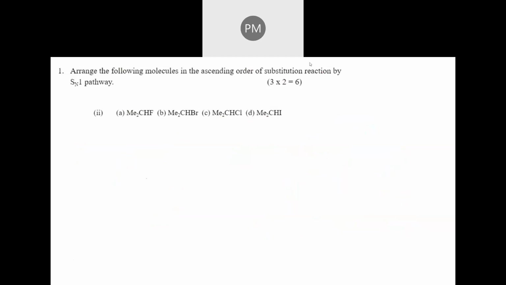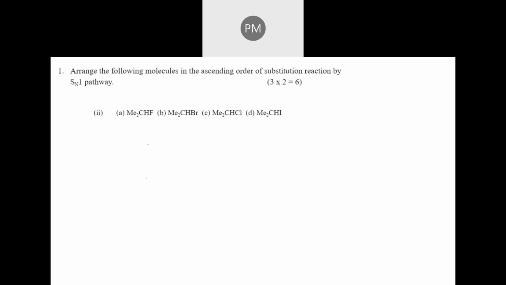Now the next problem. Here also we have to find the ascending order of substitution reaction that follows the SN1 pathway. For the SN1 pathway, first we check the stability of the carbocation. Next we have to find out how the leaving group works. If the leaving group is stable after it leaves the carbocation, that will favor the SN1 reaction much more.